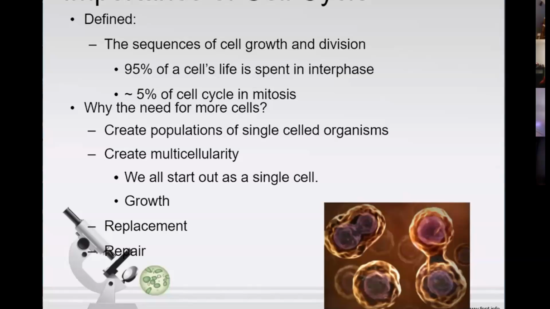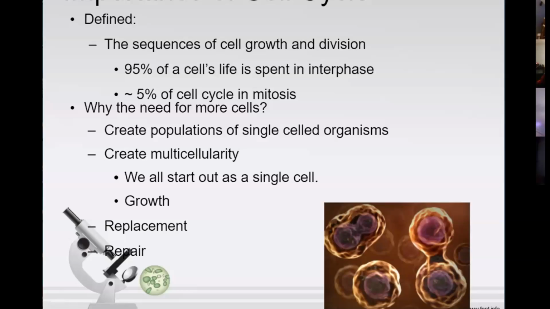In order to go from a single cell of an egg to a multi-cell of you, obviously we're going to need to divide one cell and make many cells, because we're made up of trillions of cells. So to create that multicellularity, and also to grow. So you grow by getting bigger, by cells increasing in number and in size. Okay, and then replacement. So our cells themselves have a lifespan, like your red blood cells live for 120 days, and then they die. They get reabsorbed in your spleen, so we have to replace those red blood cells.